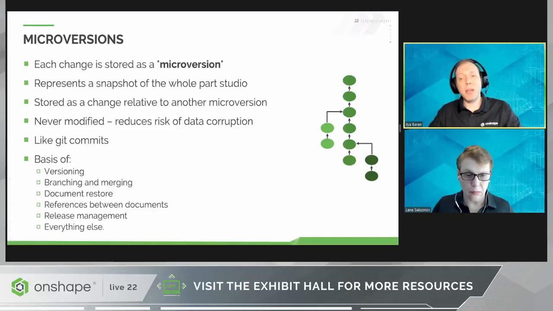And this forms the basis of referencing and collaboration as we use microversions to keep track of what each client is looking at. As I mentioned, each microversion has a parent. So you can think of the microversions of a Part Studio as a tree with branches like shown on the right. And this structure forms the basis of our branching and merging. And when you use our API, you need to specify what you're reading or writing in terms of microversions. So microversions are one of the most fundamental concepts in Onshape.